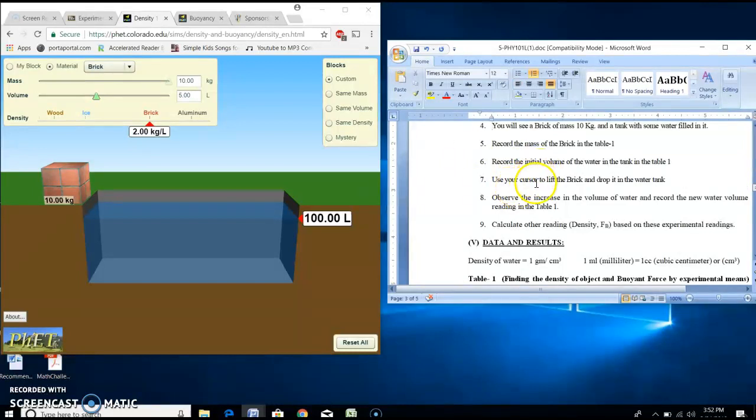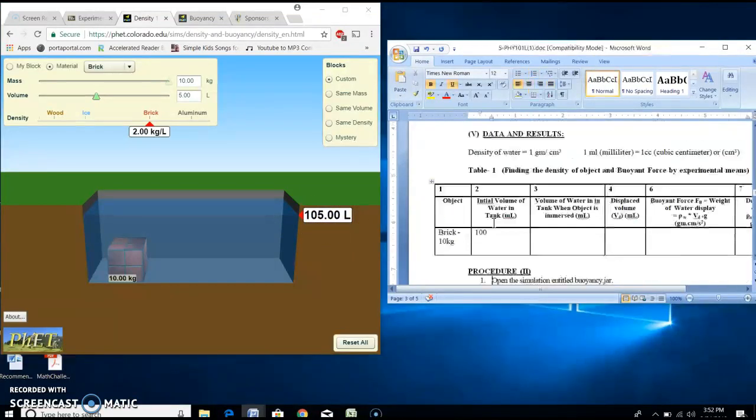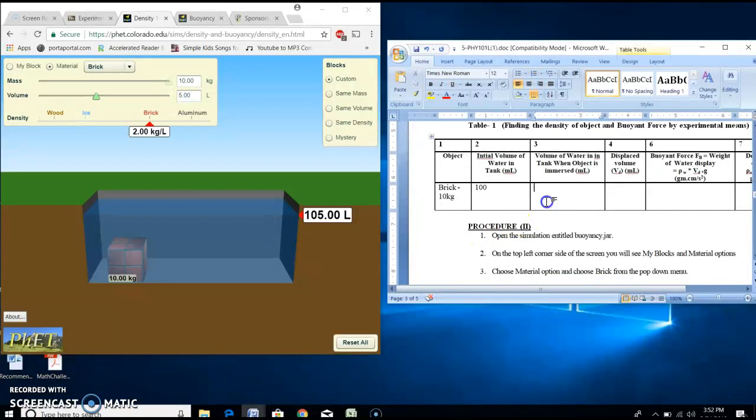Use the cursor to lift the brick and drop it in the tank. So now lift it up and drop it in here, and you see that there is an increase, which is 105. I need to record it right here as 105, and the difference between 105 and 100 is 5 ml. That is the displaced volume.